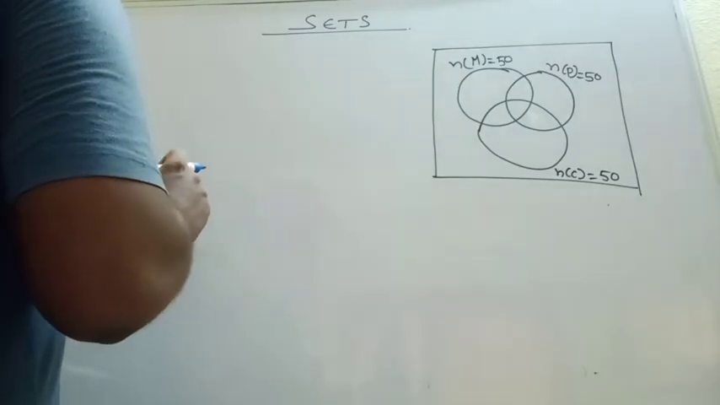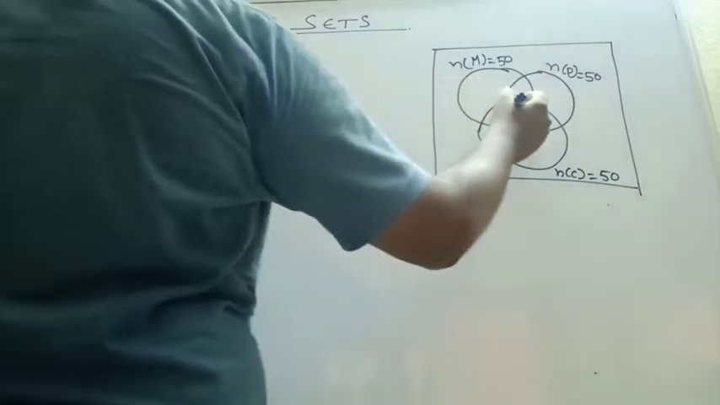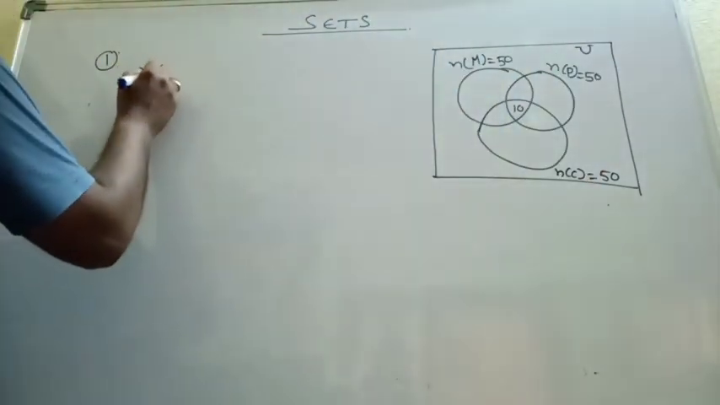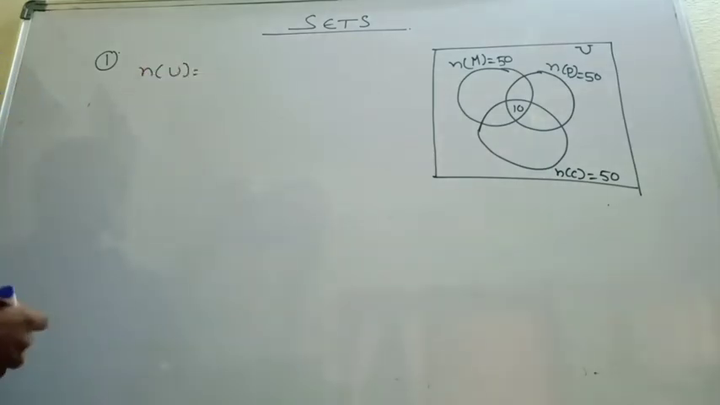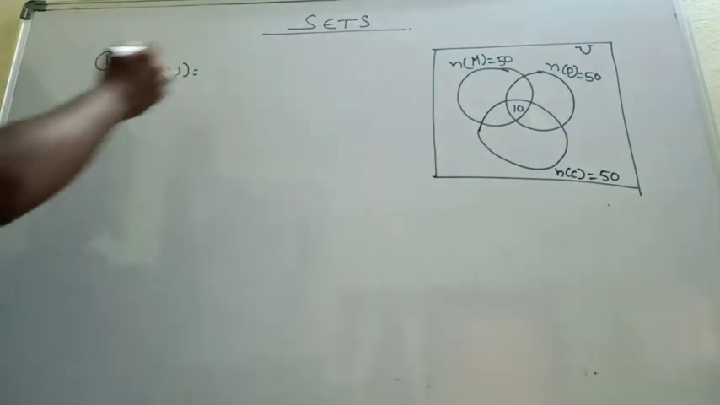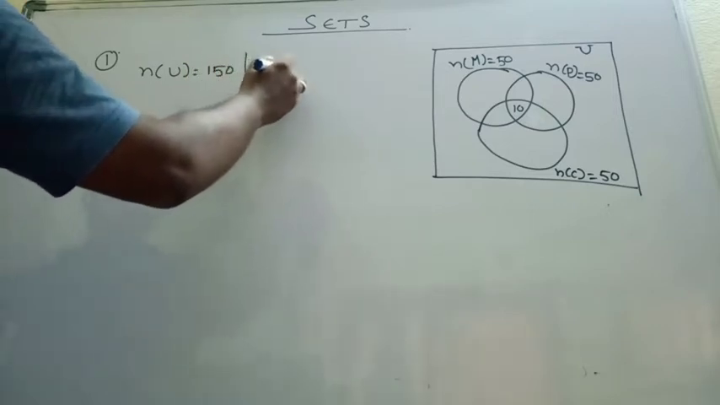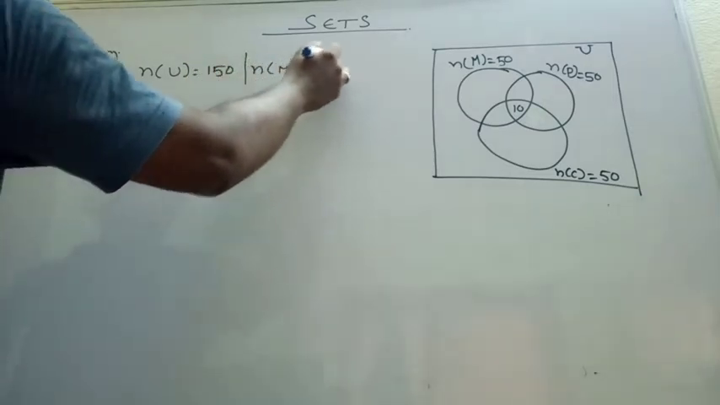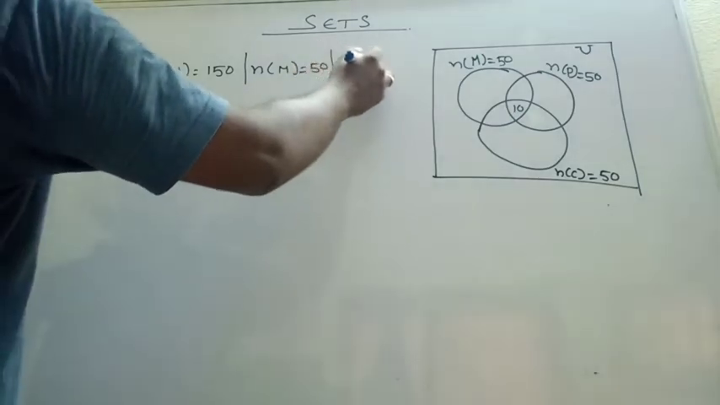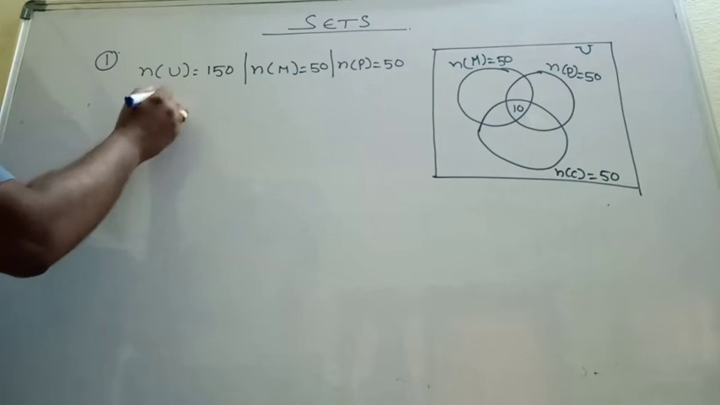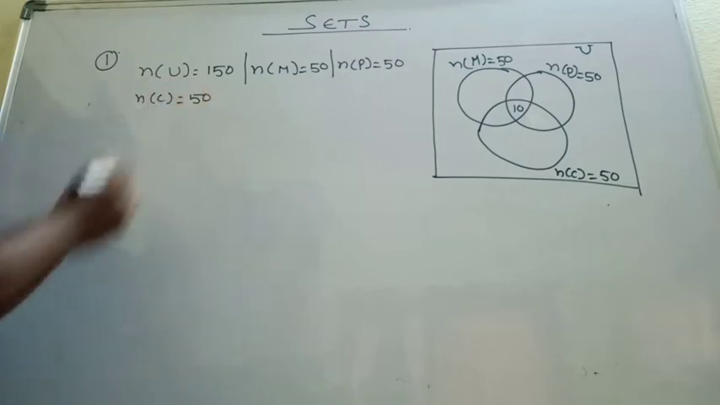Now 10 studied all three subjects, and the universal set is this. Let us write clearly n(μ), the universal set. Totally how many students are there? 150 students. And n(M) is equal to 50, n(P) is equal to 50, and n(C) is equal to 50.